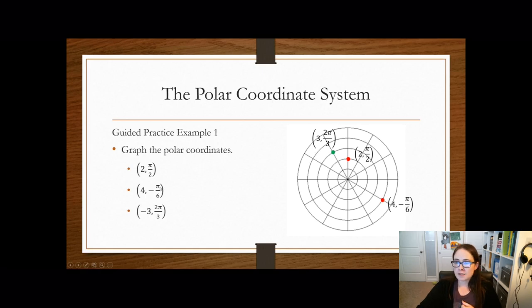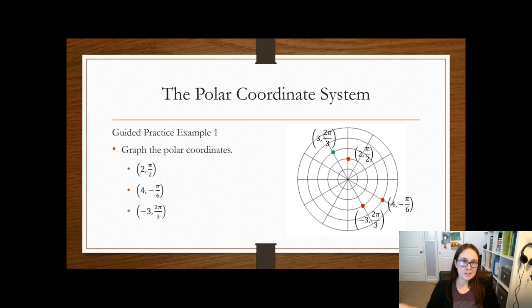For the radius, when it's negative, I take this point and flip it over to the other side, or I can think of that as adding pi to it. So if I add pi to this, I'll end up down here, or you can just follow the line down if you've got a polar grid in front of you, and that will get me to (negative 3, 2 pi over 3).